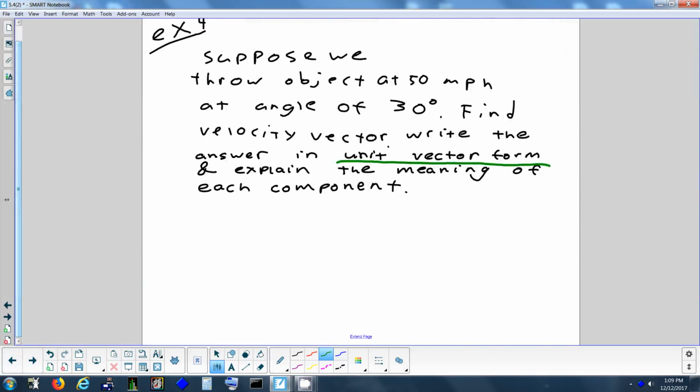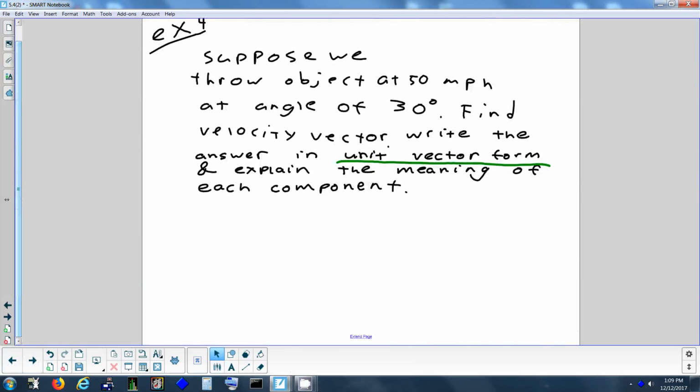Okay, so let's find it first, and then once we have our answer, we'll look at what each part really means. We've already kind of talked about this before. So what do we start with?